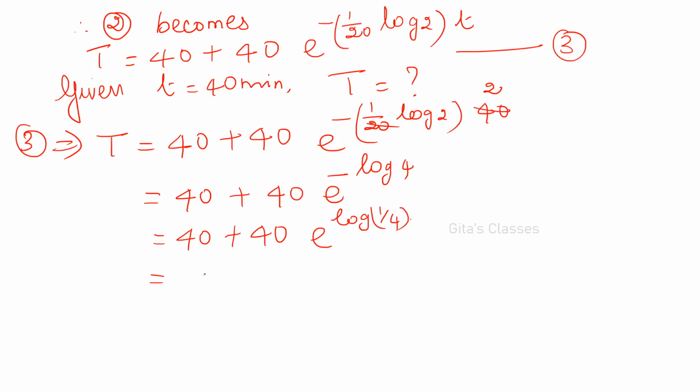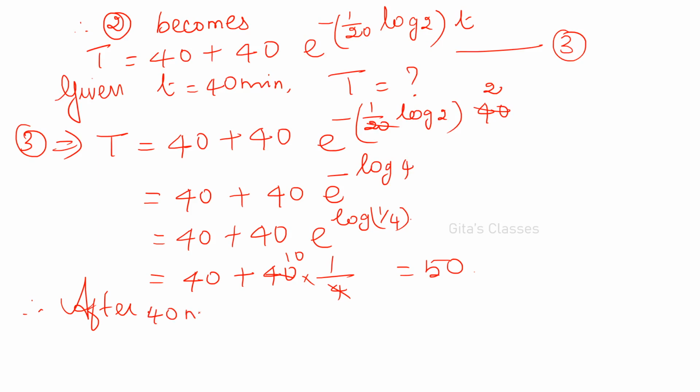So e and log are inverse functions. So 40 plus 40 into e power log of 1 by 4 will become 1 by 4. So this is 10. Therefore it is 50. So after 40 minutes, this is our capital T. Therefore, after 40 minutes, temperature will be 50 degrees. Okay, this is the answer.